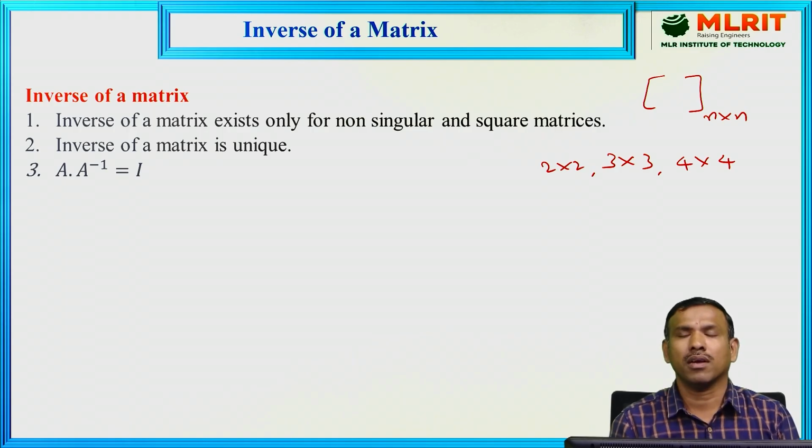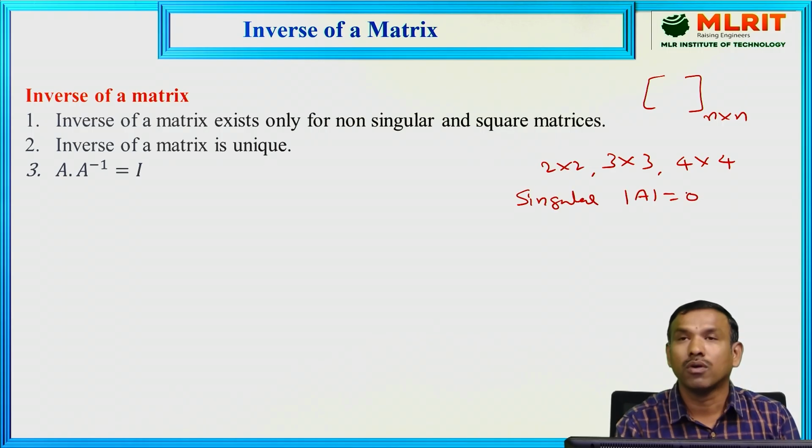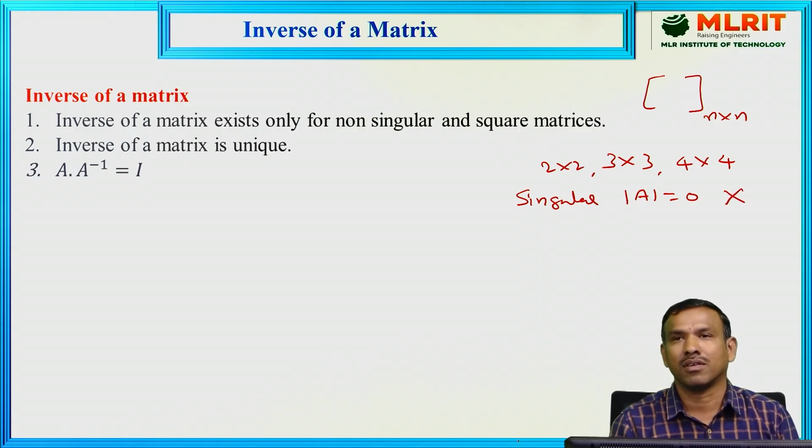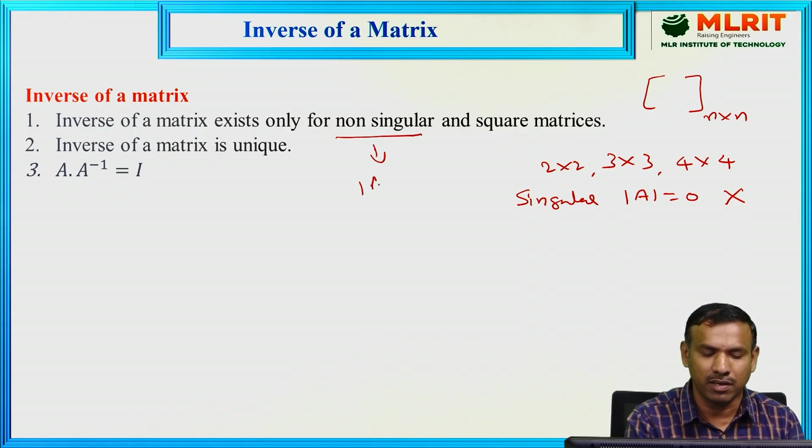And one more thing, the inverse does not exist for singular matrices. What do we mean by singular matrices? A singular matrix means the determinant of the matrix is 0. For these matrices, we cannot find the inverse. We can find the inverse only for non-singular matrices, which means det A, the determinant, is not equal to 0.